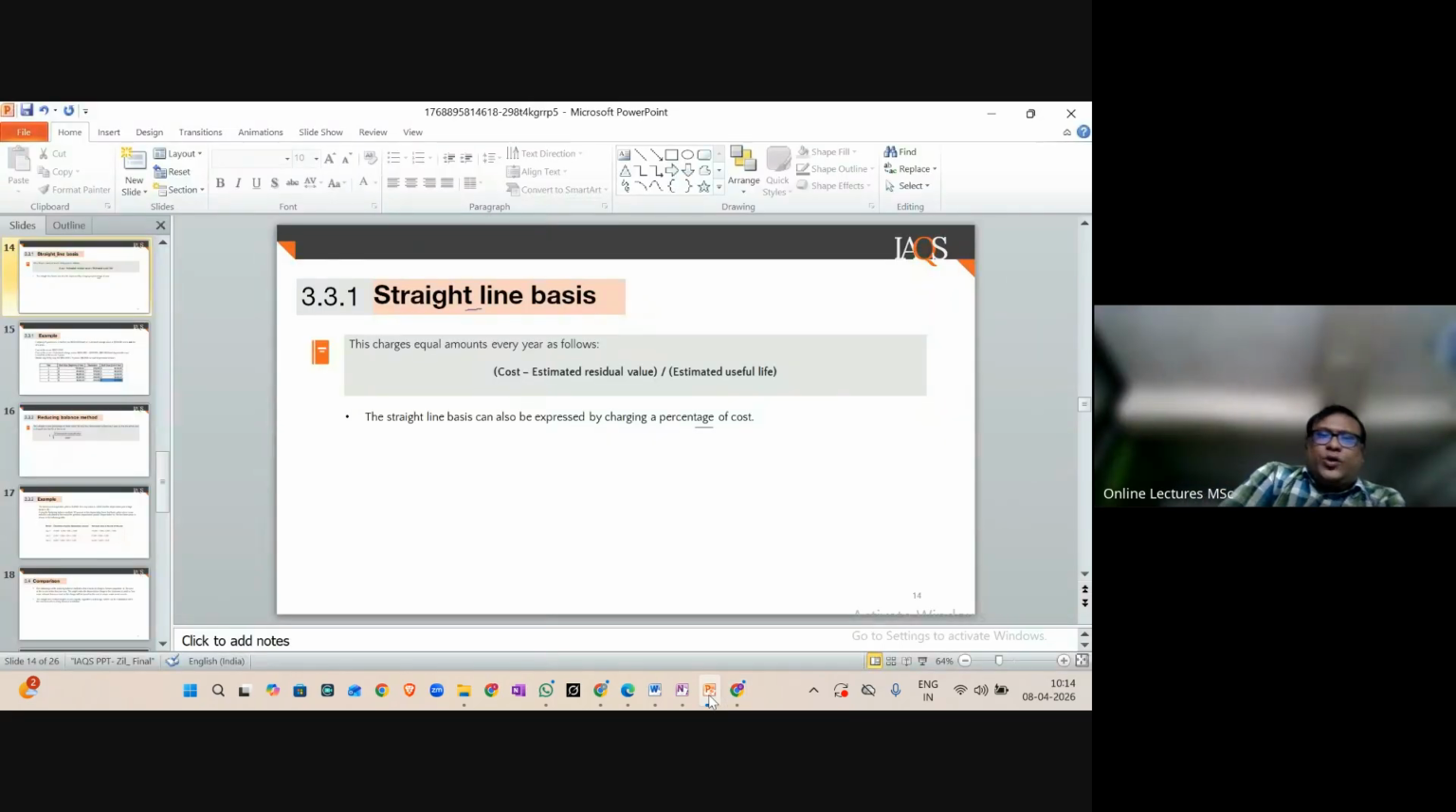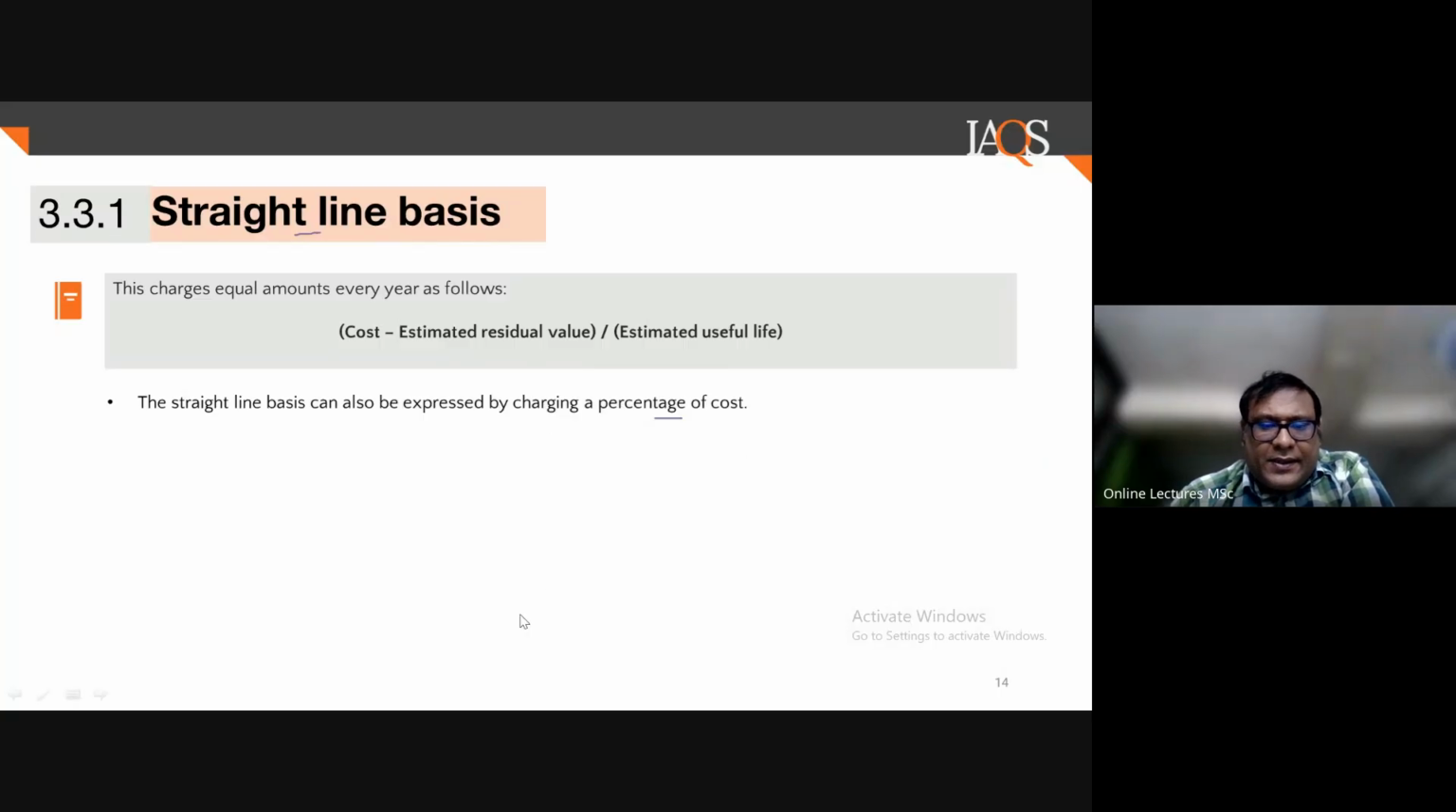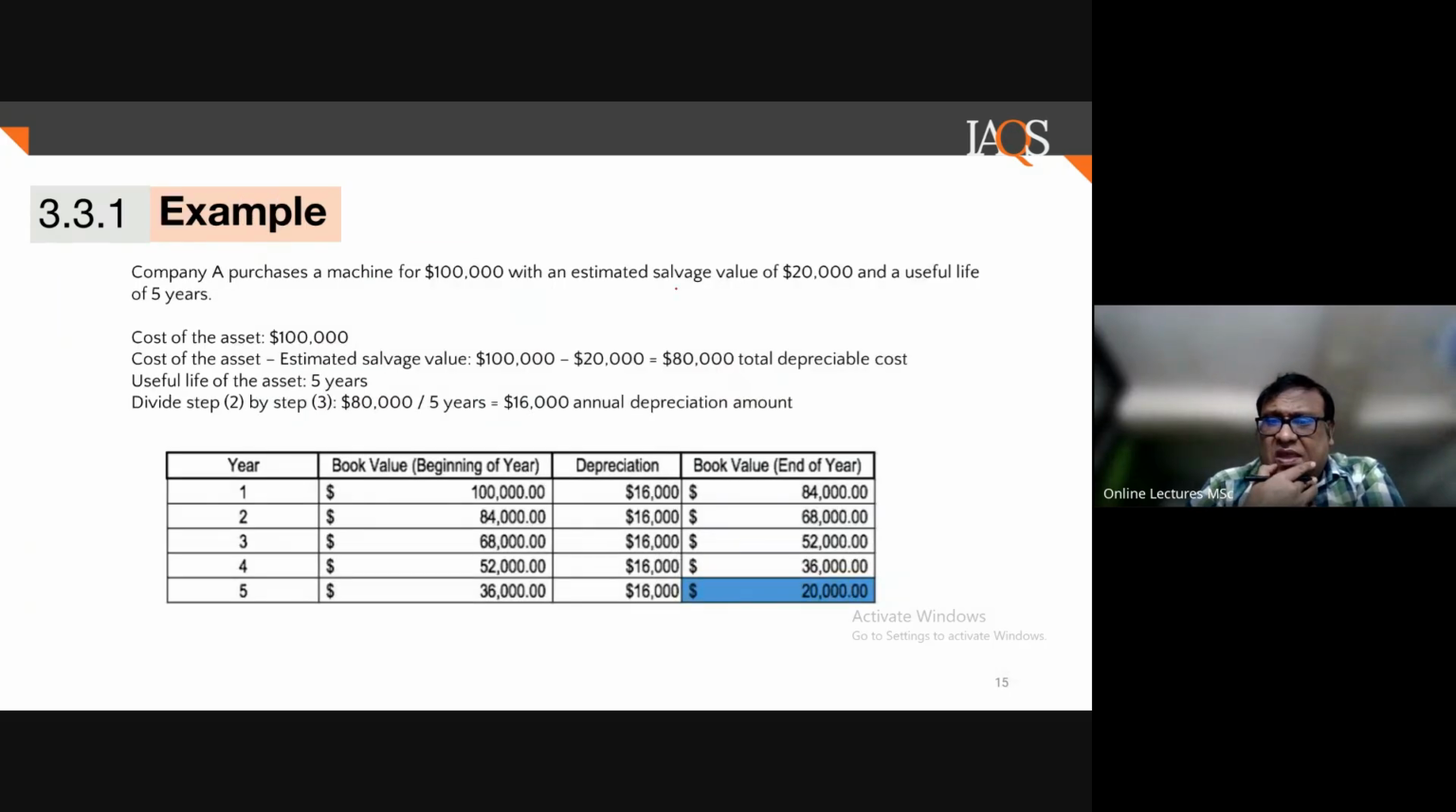So we were discussing the straight line method, right? It can be estimated as a percentage of cost also, or ideally you can take it as this formula. Normally we take this formula: cost minus residual value divided by life, right? Are you there?